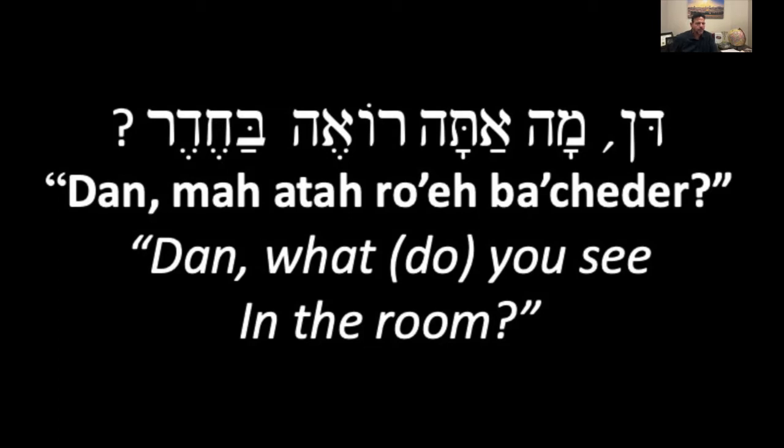Again, Dan. Ma'ata, what do you? Ro'eh, see. Ba'cheder. Notice the chutzpah on cheder. Make sure you pronounce that first by pronouncing ba by itself, ba, and then go into the sound cheder for the letter chet. Don't cough up a lung when you do that, but ba'cheder. Not cheddar. We're not saying cheese. It's cheder. So Dan, ma'ata ro'eh ba'cheder. Dan, what do you see in the room?